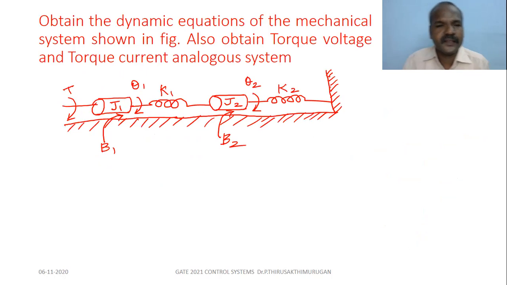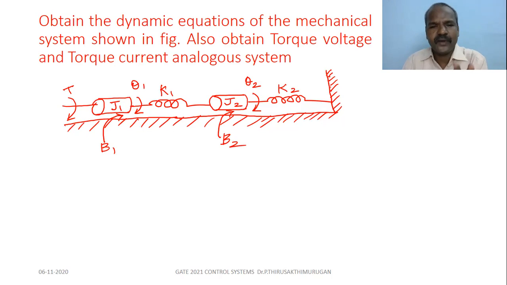Today, let us model this dynamic system. It's a mechanical system. How to model this mechanical system, and how to obtain the equivalent electrical system for this mechanical system? First, let us find the transfer function model for this rotational system. It's not translational, it is a rotational mechanical system.